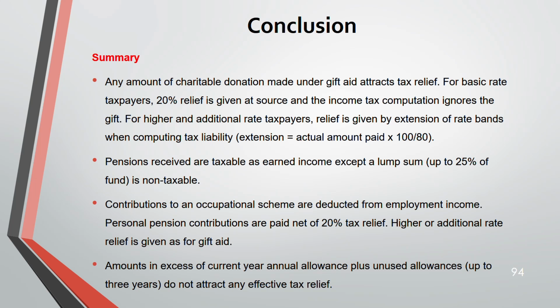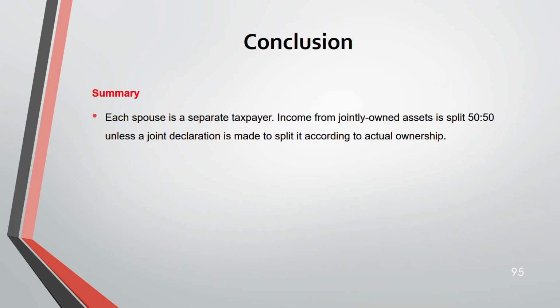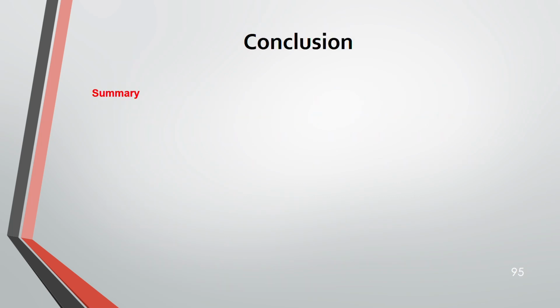Amounts in excess of the current year annual allowance for pension: if you are making any amount in excess of the current year annual allowance plus your unused allowances, which is up to 3 years on a FIFO basis, you have to pay tax on the excess. What is the current year allowance? 60,000 for this tax year.